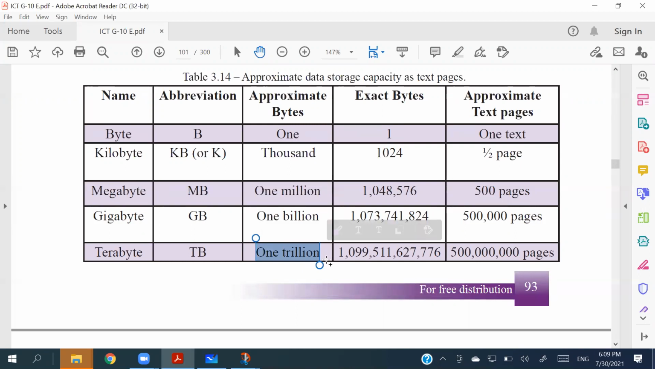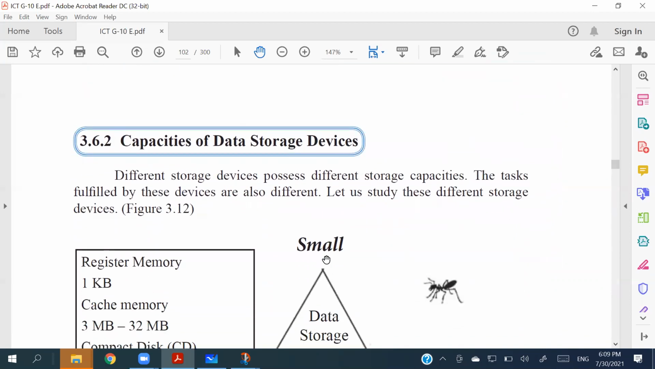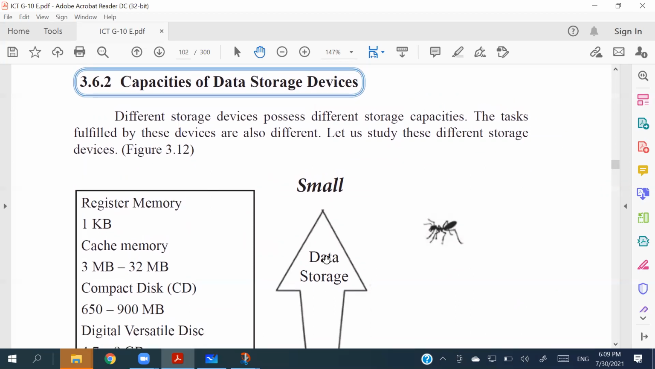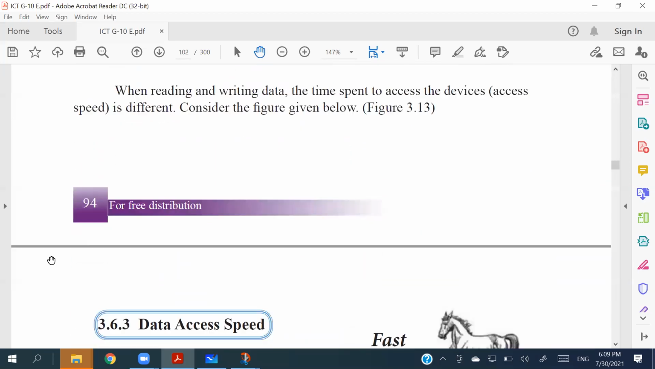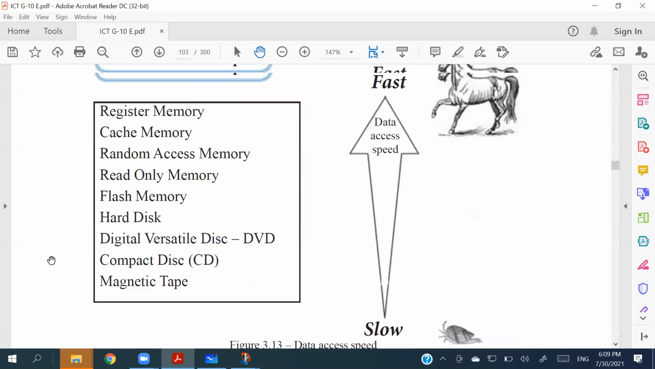So the modern hard disks contain 1 trillion bytes, right? So just to have that comparison, to have an idea how big the units we are talking about are. With that, we are going to move to the next topic, which is talking about the storage devices in the computer, right? Now, when it comes to the storage devices, here they are talking about the capacity, as well as the access speed, as well as the cost per unit, right?